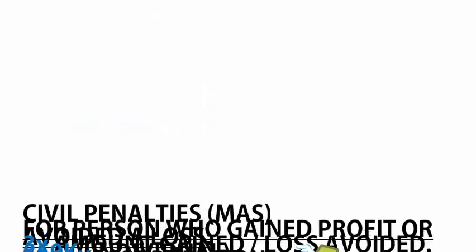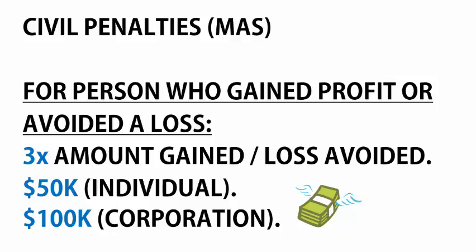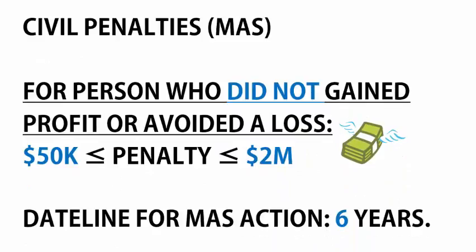both. For civil penalties, which is charged by MAS, for a person who gained profit or avoided a loss through insider trading, you can be fined 3 times the amount gained or loss avoided, or a minimum of 50k for an individual or 100k for a corporation. Under civil penalties as well, for a person who did not gain profit or avoid loss but still committed insider trading, the penalty can be between 50k to 2 million. Usually, the deadline for MAS action is 6 years.